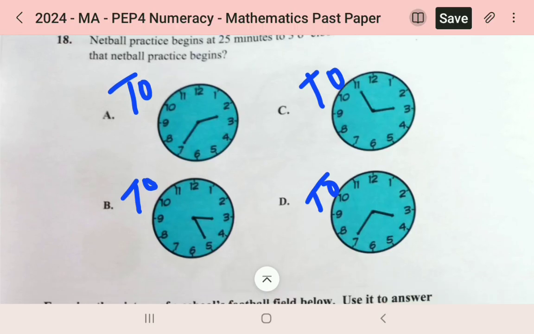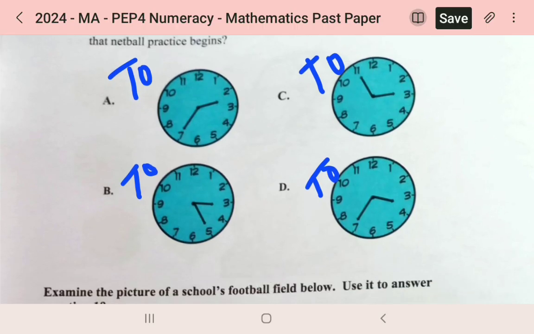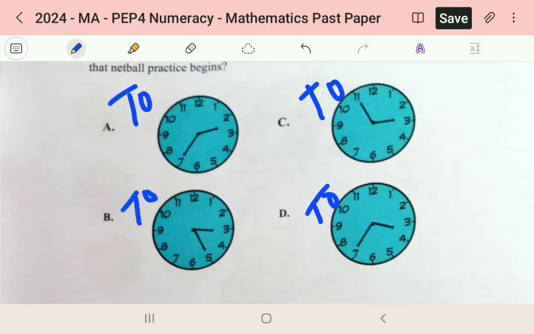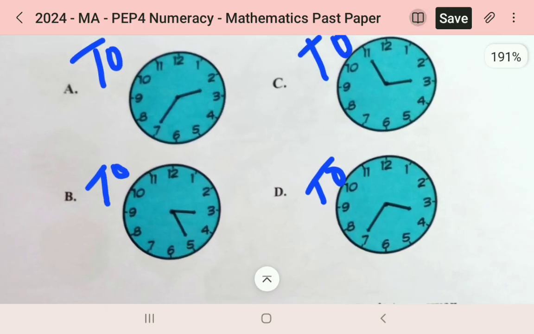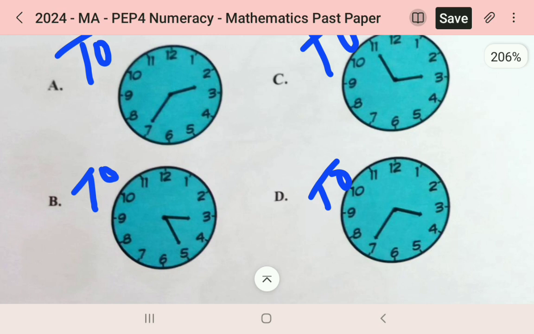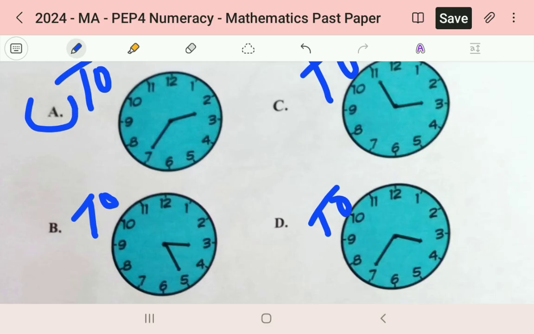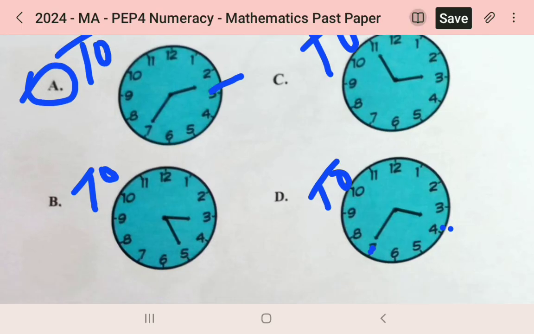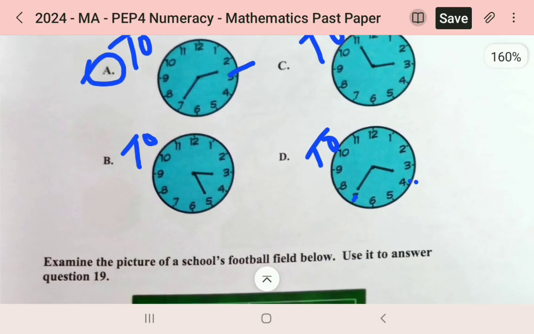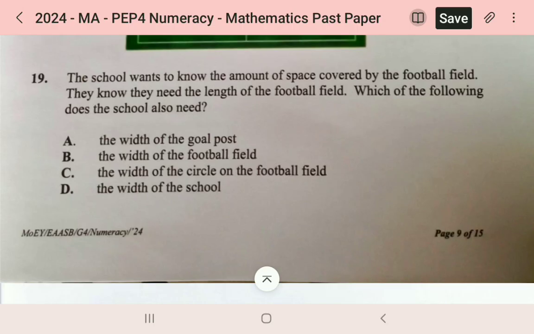And right away, the answer for 25 minutes to 3, look at the clocks, let me zoom them up for you. 25 minutes to 3. Which is it? It's going to be A. This one has 25, but it's 25 minutes to 4. It moves away from 3 going to 4. This one is leaving 2 to 3. So it's A. 18 is A.